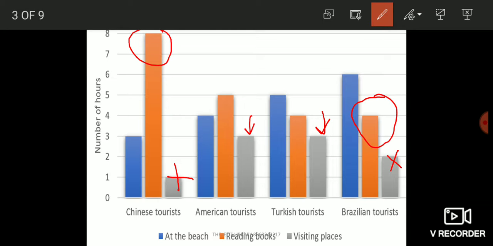Again, I am repeating, you can either write it is double of, even if I reverse it. If I say the number of hours spent by Chinese tourist on visiting places was 1, and of course the number of hours spent by Brazilian tourist on visiting was 2, which is double of that. So you can mention it either way. I hope I made my point clear.